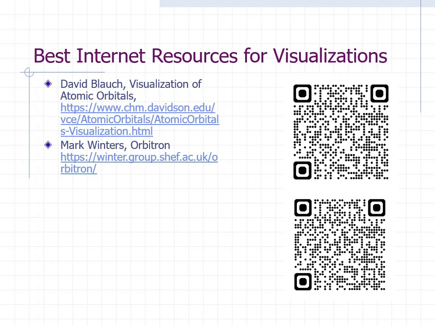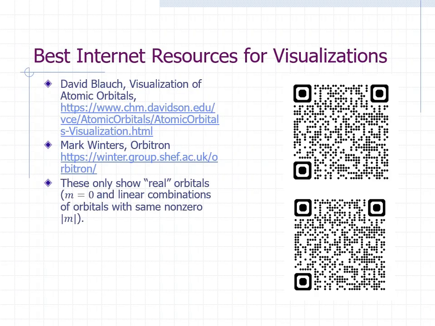The overall shapes of the orbitals are largely determined by the shape of the spherical harmonics. You need to be familiar with these shapes, as well as the effect of radial nodes. Here are the best interactive websites that you'll find most helpful. These are easily searchable, or you can scan the QR code shown here. Note that these websites only show real orbitals with no imaginary components.